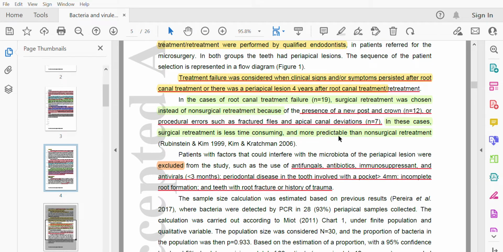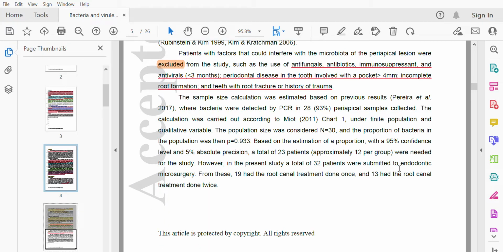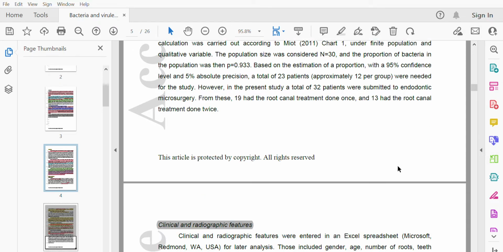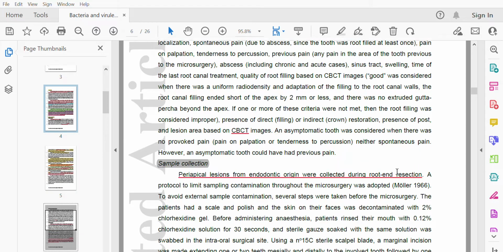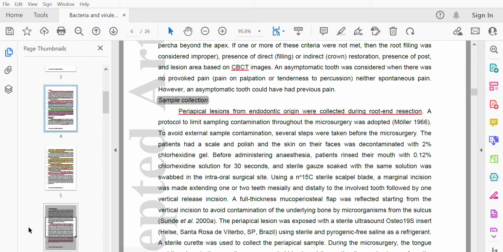The reason for doing surgical retreatment instead of non-surgical retreatment was the presence of a new post and core, a procedural error, and apical canal deviation. We excluded cases that had periodontal disease, trauma, fractures, or medication. All the samples were collected from the periapical area during the root resection, and the clinical and radiographic features were recorded.